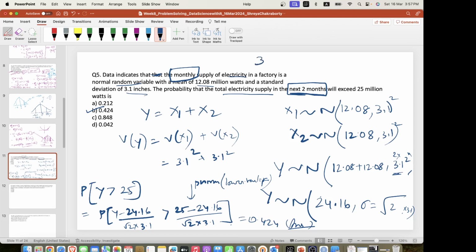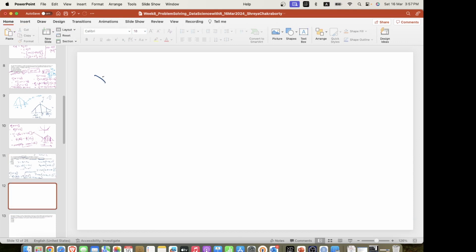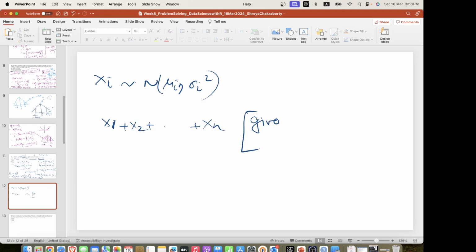Similarly, if we would have gotten 3 months, then it would have taken x1 plus x2 plus x3. So the general result is that if xi follows normal(mu_i, sigma_i square), then the sum x1 plus x2 plus ... plus xn, where it is given, and it is a very important given, that the xi's are independent.